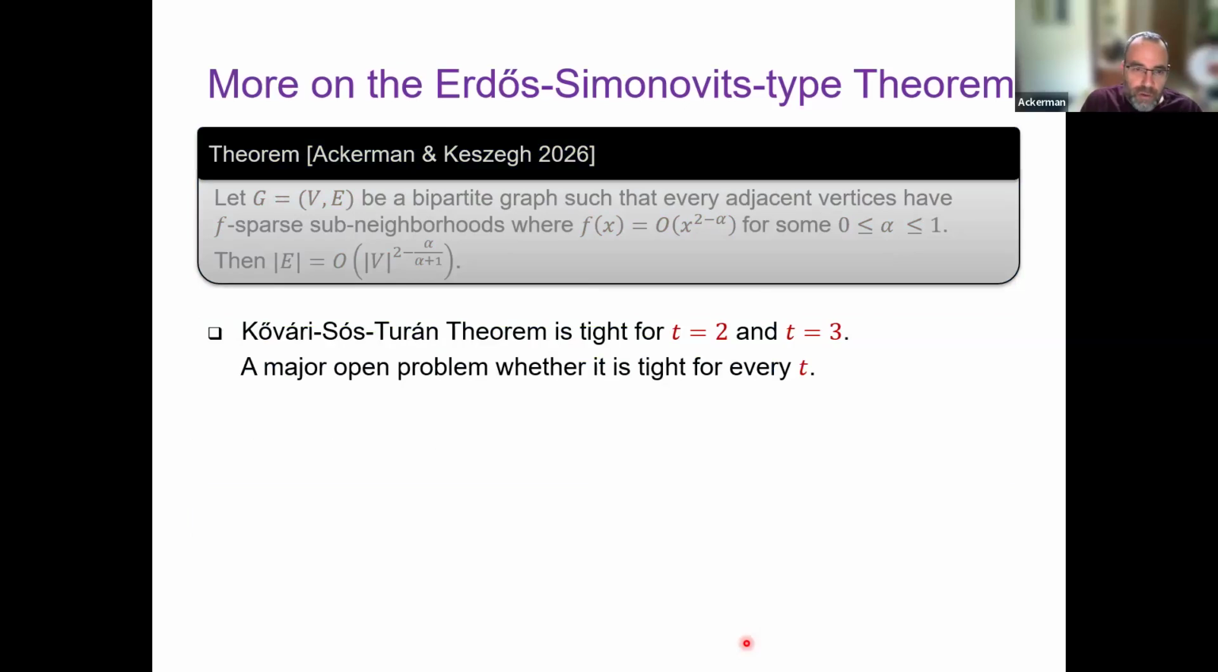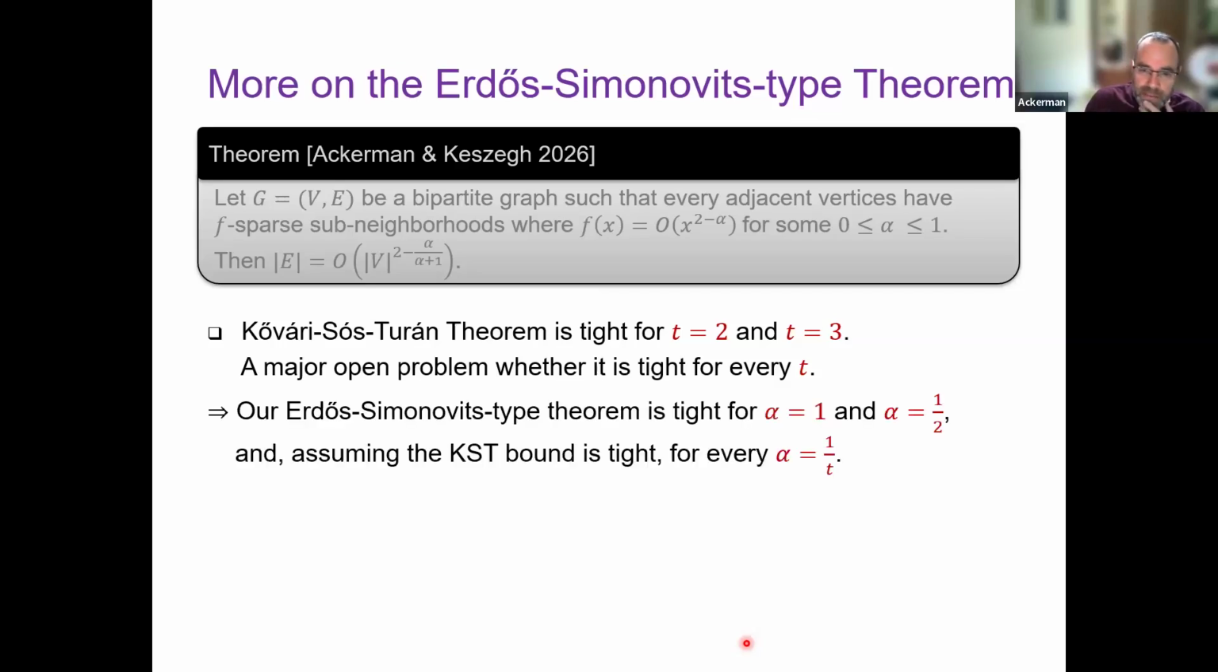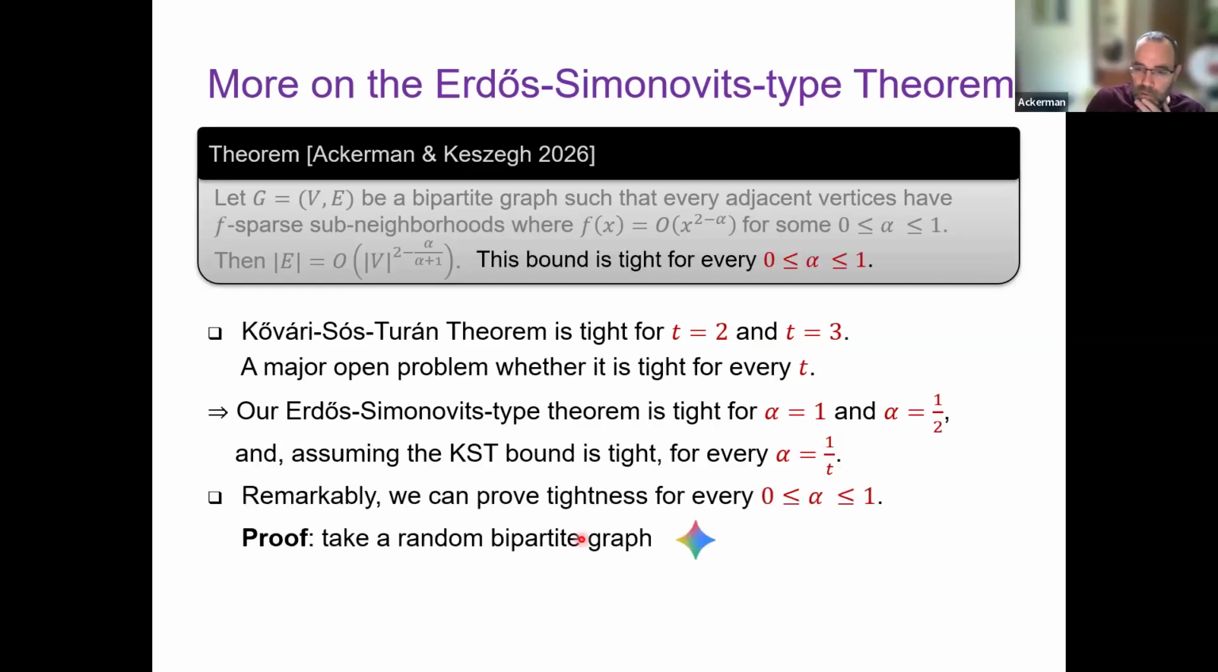So it is known that the Kővári-Sós-Turán theorem is tight for t equals 2 and 3, but it is a major open problem whether it is tight for every t. And this implies that our Erdős-Simonovits type theorem is tight for alpha 1/2 and alpha 1/3, and assuming that the bound in the Kővári-Sós-Turán theorem is indeed tight, then for every alpha of the form 1 over t. But somewhat surprisingly, we managed to prove tightness for every alpha.